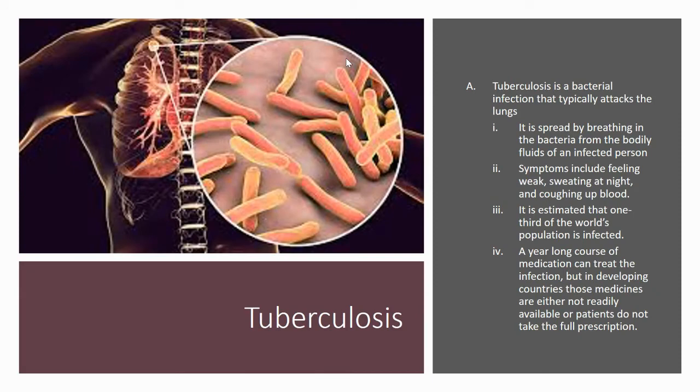Another disease is tuberculosis. This is a bacterial infection that will typically attack the lungs. It's spread by breathing in the bacteria from the bodily fluids of an infected person. Some symptoms might be feeling weak, sweating, coughing up blood. It's actually estimated that about 1/3 of the world's population is still infected with tuberculosis. A year-long course of medication can treat the infection, but in developing countries, those medicines may not be readily available. So patients do not necessarily take the full prescription. And so that's why tuberculosis is still spread most often in those less developed countries.